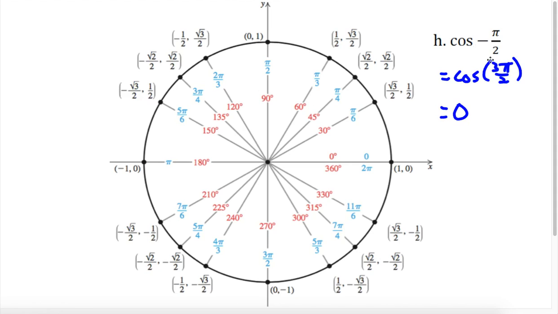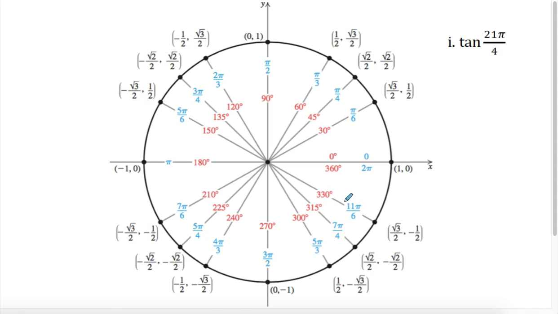We actually should also be able to visualize what an angle of negative pi over 2 looks like. Remember, a negative angle just means I'm going to go backwards or clockwise. So if I'm starting here and I go negative pi over 2, hopefully we can see that we would just end up here, and the cosine, the x value, would be 0.